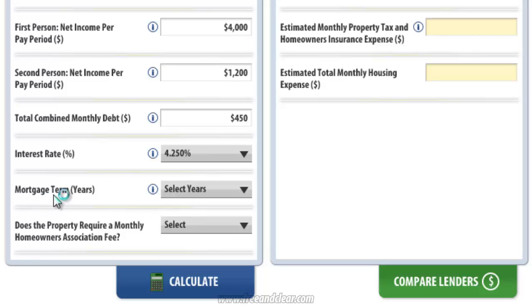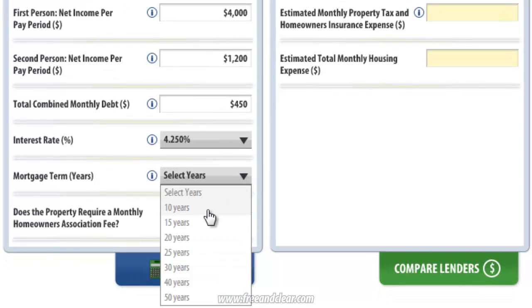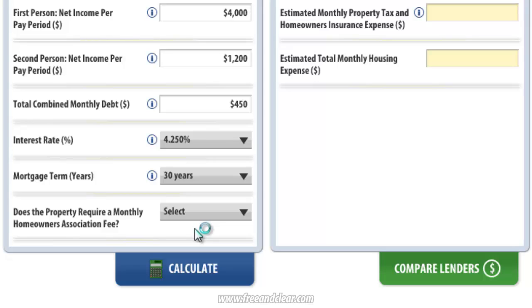The next input is mortgage term, which is how long of a mortgage you want to evaluate. If I look at the drop-down list, it reveals options ranging from 10 years all the way up to 50 years. I'm going to select 30 years because that's the most common length of mortgage term. The final input asks, does the property require a monthly homeowners association fee? Certain properties such as condominiums or properties in a multi-unit building require the owner to pay a monthly homeowners association fee for the general maintenance and upkeep of the development. In this case, I'm going to say no. The property does not require a homeowners association fee.